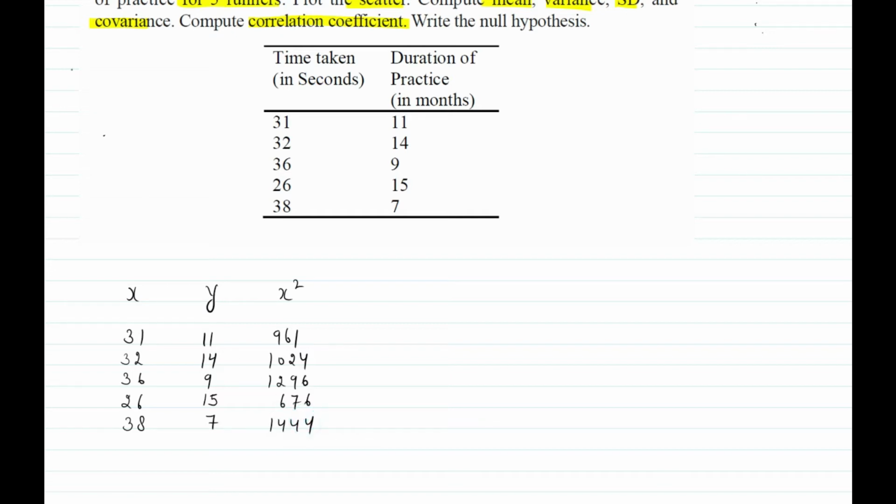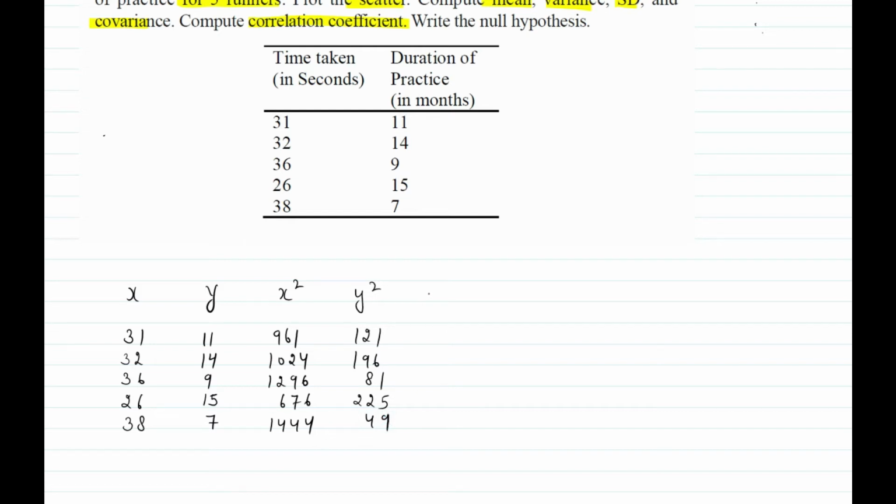1444. Now the next column would be the square of the value of Y. Y square: 11 square is 121, 14 square is 196, 9 square is 81, 15 square is 225 and 7 square is 49.